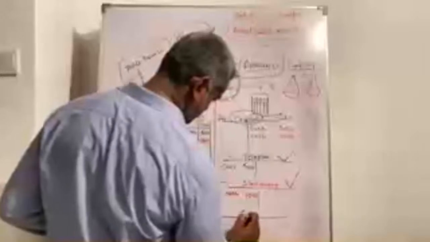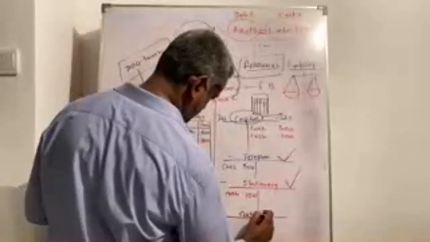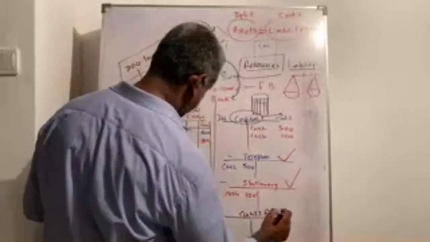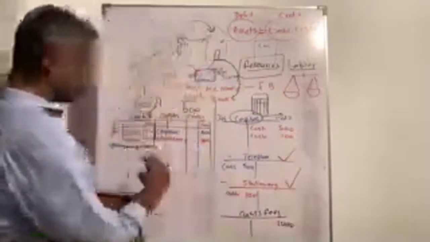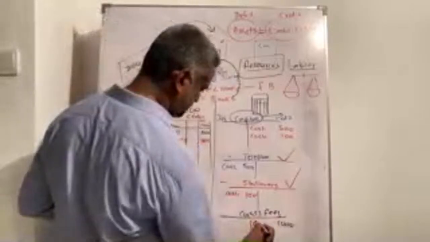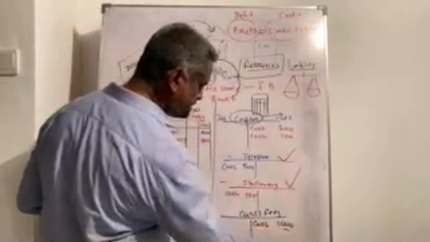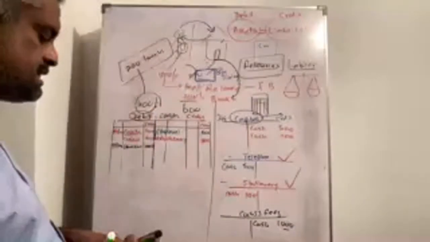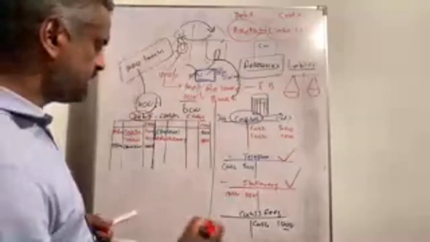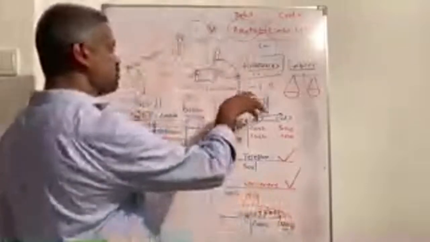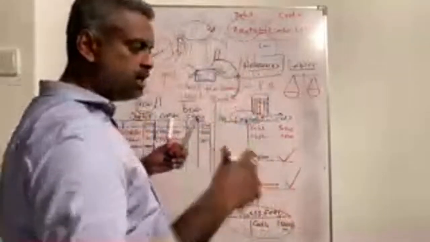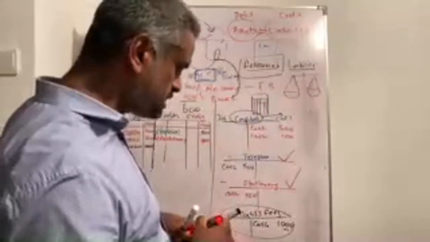The revenue account, class fees. Class fees, credit 1000. You will change the names of the accounts, cashier. Why this credit class fees? It's an income, right? Income in the sense, by using that owner's money, you are spending, you are doing some business now.